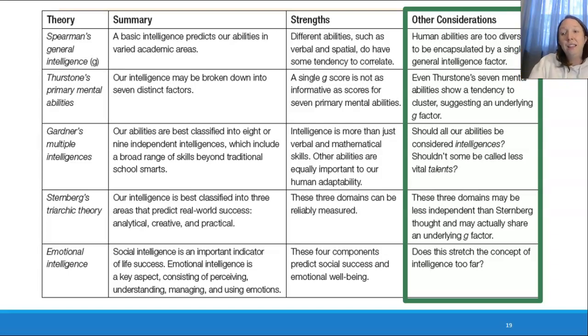Gardner and the emotional intelligence theories are both critiqued for the fact that, are these things that they're talking about really intelligences? Are they just personality strengths? Are they just talents? Does it really stretch that idea of intelligence too far?